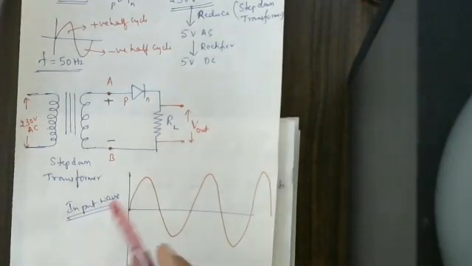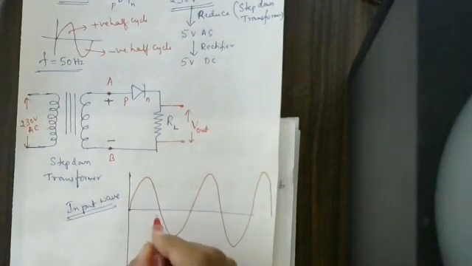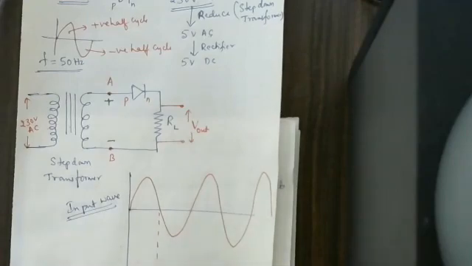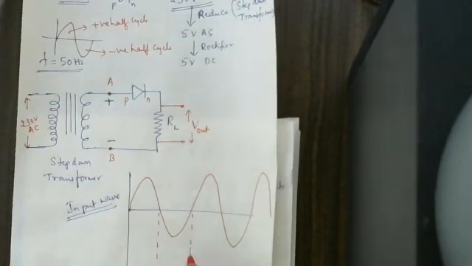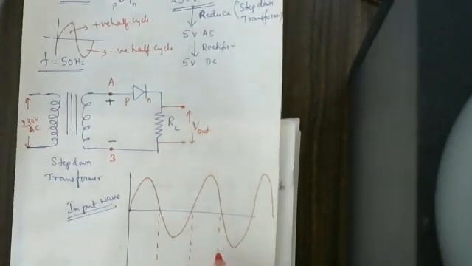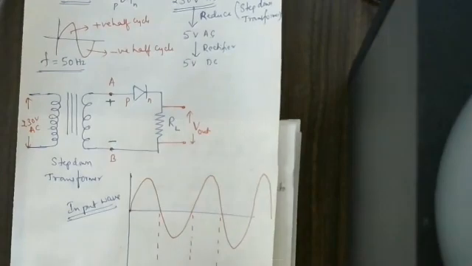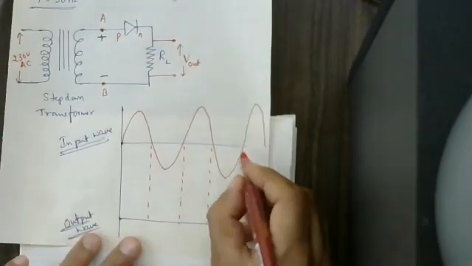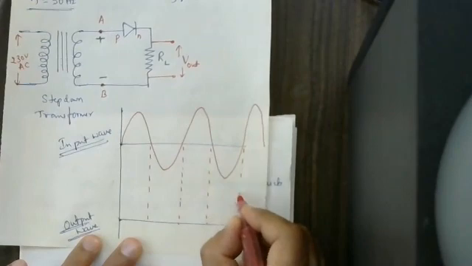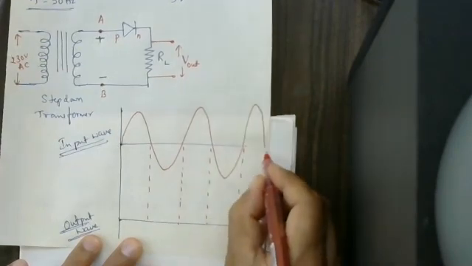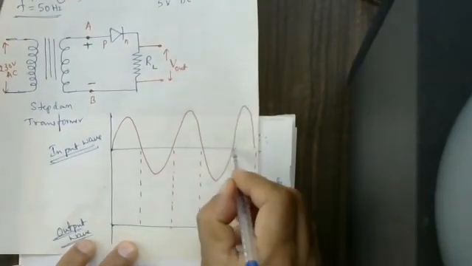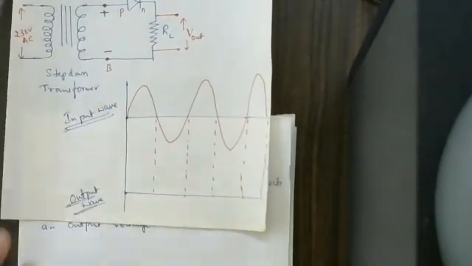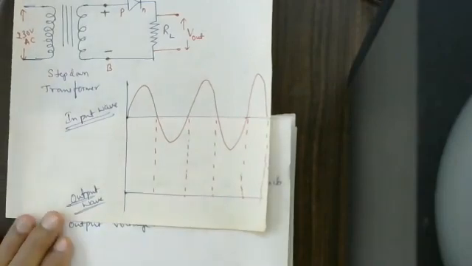So for the output, this is the positive half cycle. I will show it like this first. What is happening in the positive half cycle, and what is happening in the negative half cycle, I had to show it. For that purpose, I am showing it like this. This is the input form and the output form that I had to show.